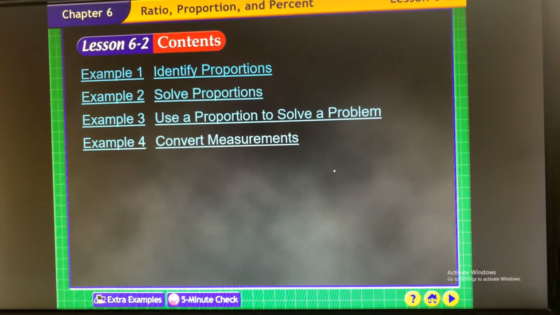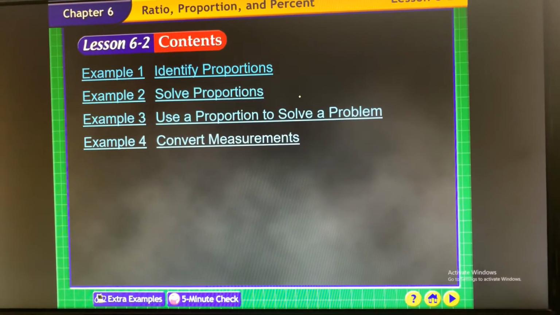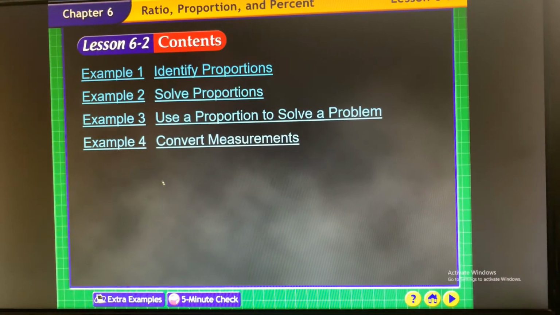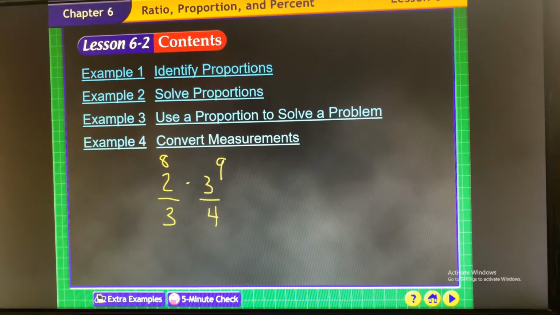Okay, we're going to work on proportions. Proportions are just simply two ratios that are equal to each other. Really easy to figure out. If you recall way back in the other chapters, I taught you how to compare two fractions by just cross multiplying like this, and then you can determine right away which fraction is bigger, okay?